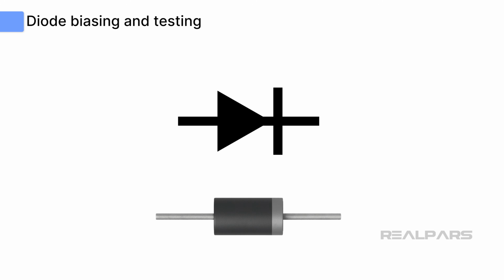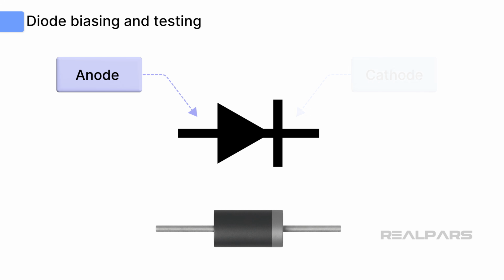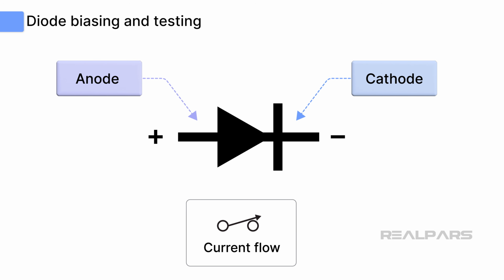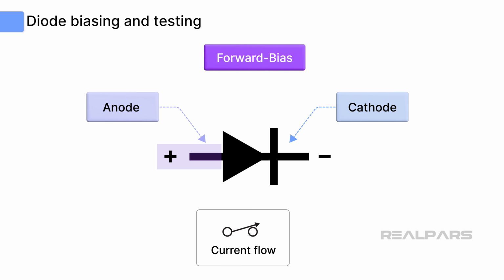What is biasing? A diode has two terminals, the anode and the cathode. Many signal and rectifier diodes have a stripe indicating the cathode terminal. A diode allows current to flow only when the anode is more positive than the cathode, meaning it is forward biased. When the cathode is more positive than the anode, the diode is reverse biased and no current flows.